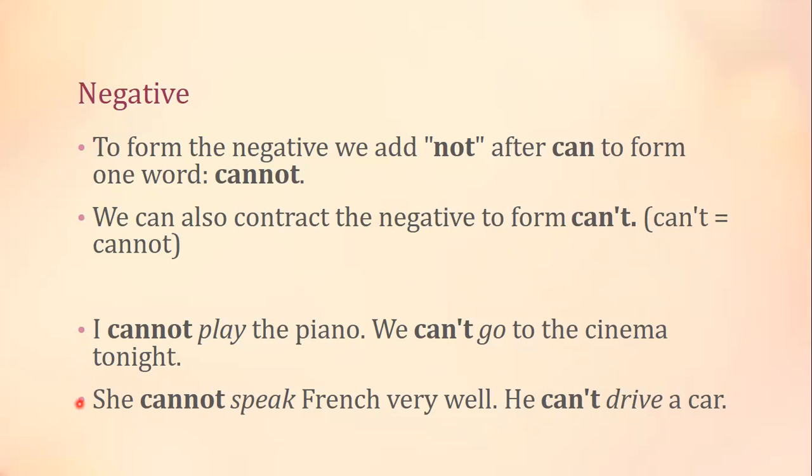Okay, thank you. So you can see that with negative sentences, what we are going to do is to add not after can. Or we can contract it, que es la forma más común, ¿verdad? Que sería el can't. We have the examples. I cannot play the piano. We can't go to the cinema tonight. She cannot speak French very well. He can't drive a car. De igual manera, ¿verdad? Estamos hablando de habilidades.